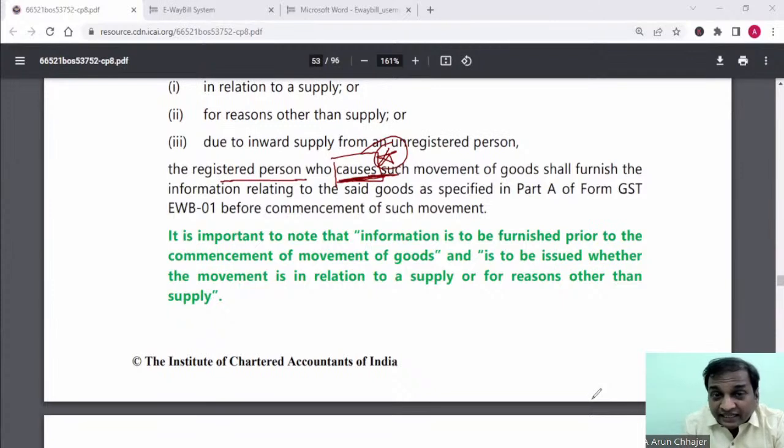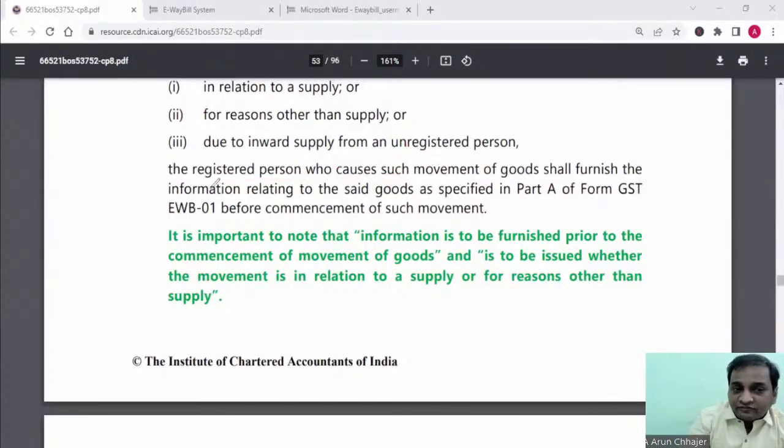who will prepare the e-way bill, the primary responsibility is on the person who causes the movement of the goods. If it is my responsibility to deliver the goods at your location, then prima facie the supplier would be liable to generate the e-way bill. If the customer is responsible for movement of the goods, then primary responsibility is on the customer. However, any party can generate the e-way bill, there is no problem. Then first they will furnish the information in Part A of EWB 01.